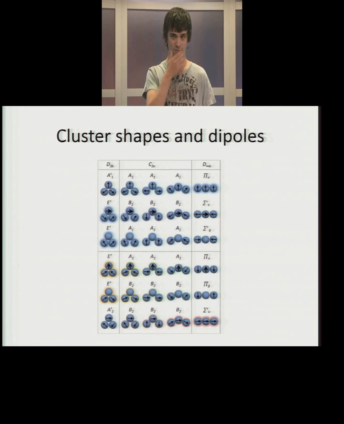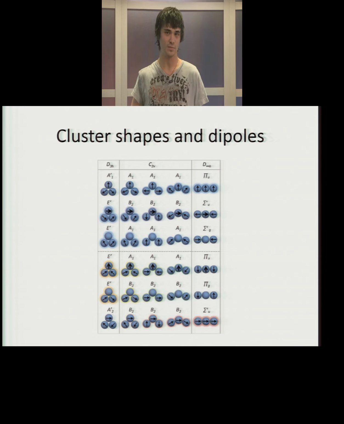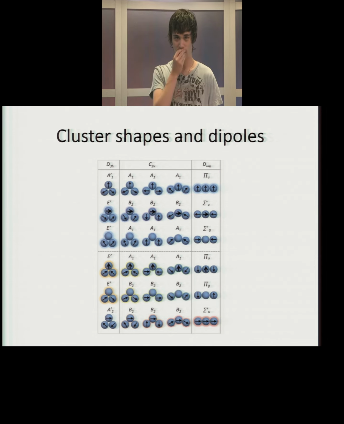So real quick, here's a chart showing the shape and dipole moments of these molecules. The top half of the chart shows the anti-bonding modes, and the bottom half shows the bonding modes. On the left, we start at the D3h, completely symmetrical, pretty much equilateral triangles. And as we increase the angle between the two bottom plasmons, we break that symmetry and turn into the C2v group, until finally we increase the angle to 180 degrees at the D-infinity-h subgroup.